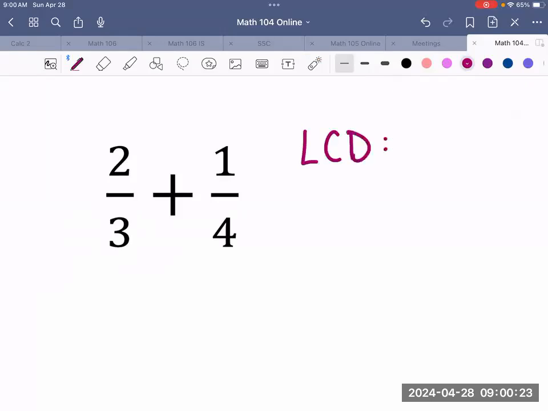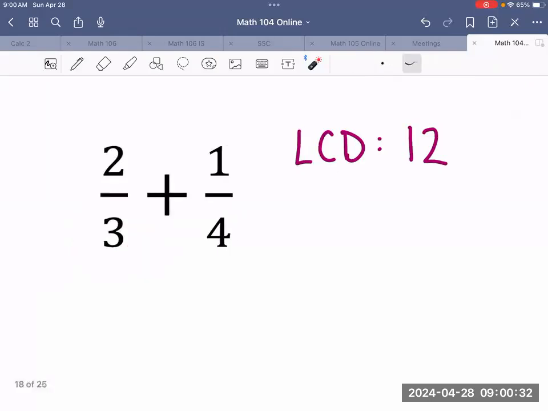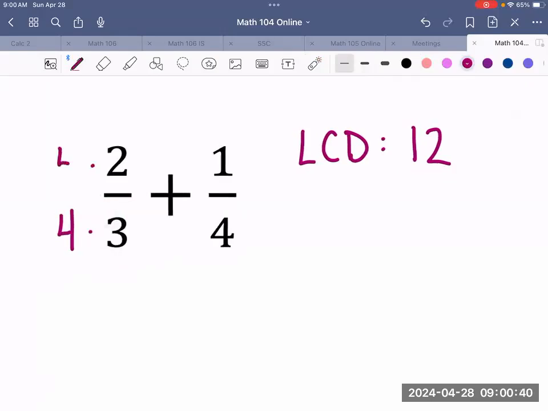Well, the smallest denominator that they can both be is 12. So how does this 3 transform into a 12? By multiplying it by 4. Now what you do to the bottom, you also have to do to the top.